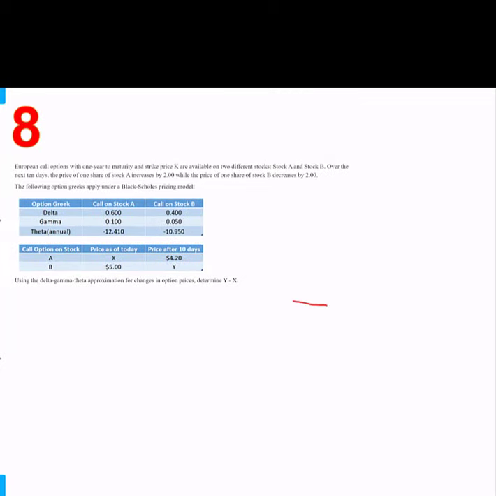Number 8. European call options with 1 year to maturity and a strike price K are available on 2 different stocks, stock A and stock B. Over the next 10 days, the price of one share of stock A increases by 2, while the price of one share of stock B decreases by 2. So that means epsilon A is 2 and epsilon B is minus 2.